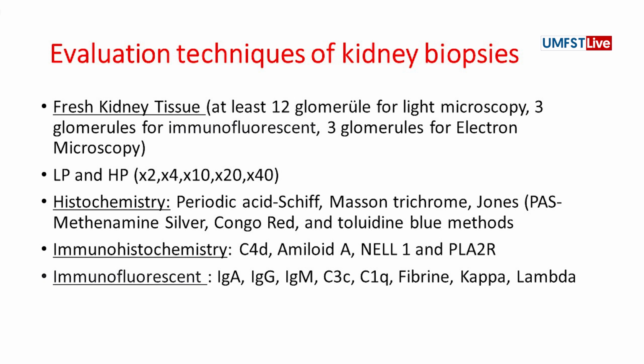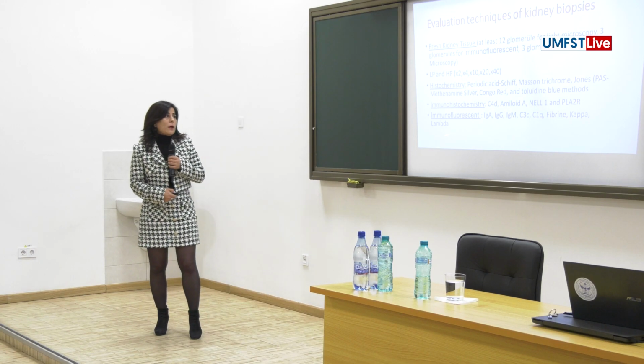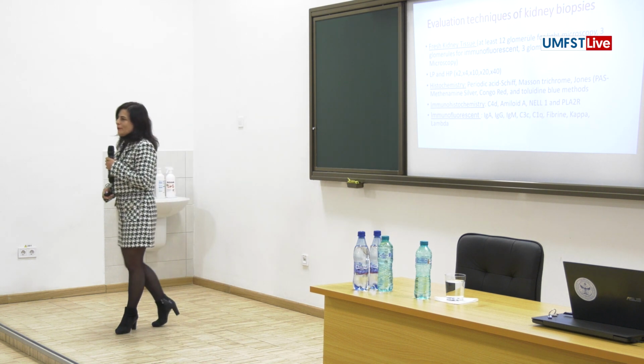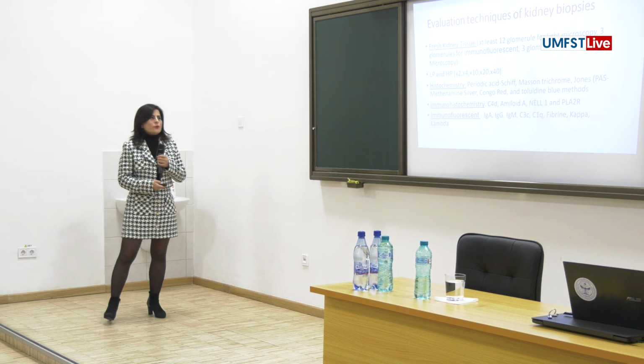In immunohistochemistry, C4d, amyloid A, PLA2R, and others are used usually in our routine. In immunofluorescence, some people have C4d also, but we don't. Unfortunately, we also don't have albumin in my department, but we need it. Unfortunately, in our institution, we don't have it.